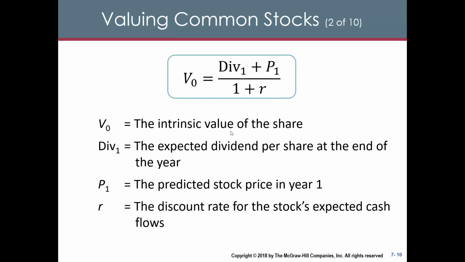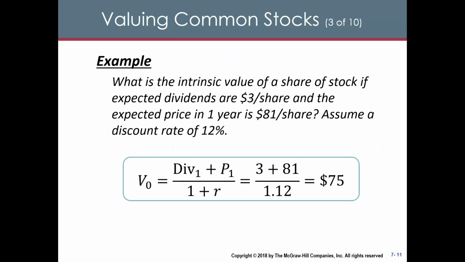Let's look into a numeric example. What's the intrinsic value of a share of stock if the expected dividend is $3 per share, the expected price in year 1 is $81 per share, and the discount rate is 12%? In year 1, if we are holding this stock, we will have a dividend of $3, and then we can sell the stock for $81. So at the end of year 1, the total cash flow we get is 3 plus 81 equals $84.